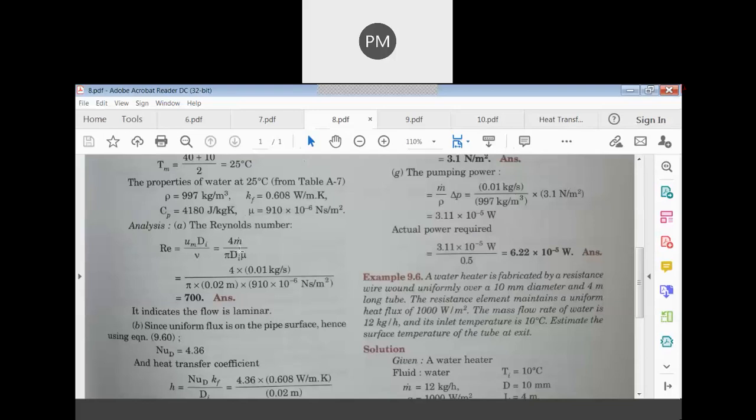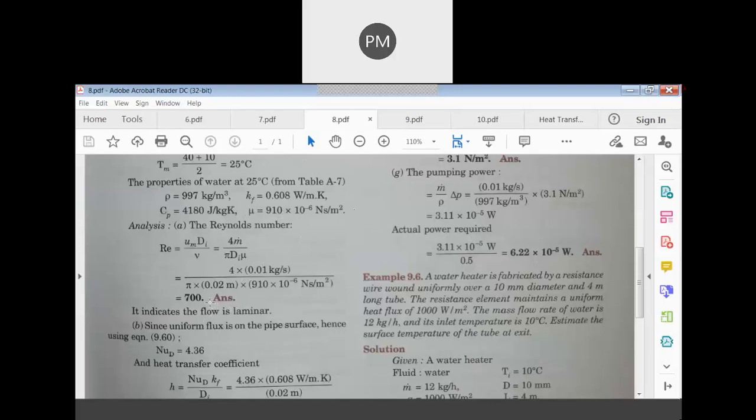So you can also use 4m by pi d mu. In the first class itself I told you that Reynolds number is also given by 4 times mass flow rate divided by pi d mu. So just substitute the values. Mass flow rate has been given, inner diameter is given, and dynamic viscosity has been obtained from the properties. Substitute, and you are going to get 700. It indicates that the flow is laminar because it is less than 2300.